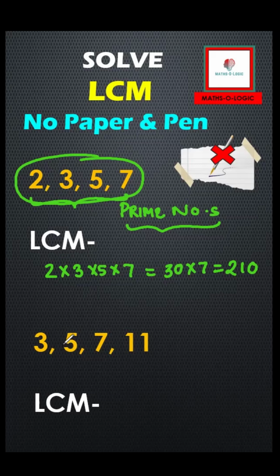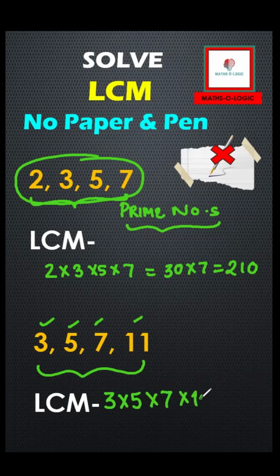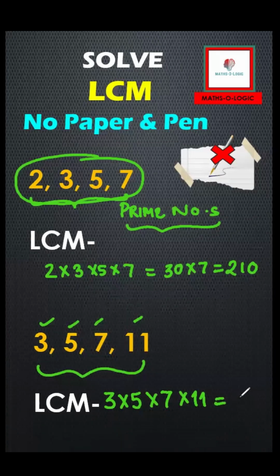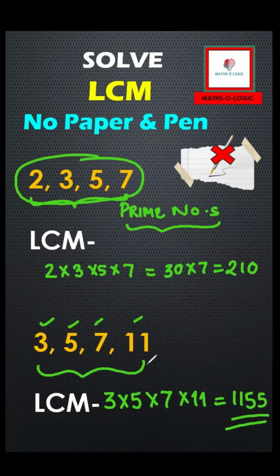So again, we have another set of numbers, that is 3, 5, 7, and 11. All these are prime numbers. So let's see what's going to be the LCM of these. Just multiply these prime numbers with each other, and that's going to be your answer. So 1155 is the LCM of 3, 5, 7, and 11.